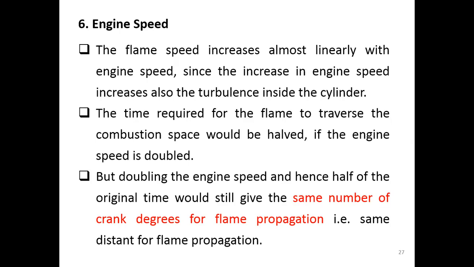So by doubling the engine speed, we receive half of the original time. Even though this happened, it still gives the same number of crank degrees for the flame propagation, right? Okay, 360 is still there, no matter that your flame speed increases and the time is reduced by half.